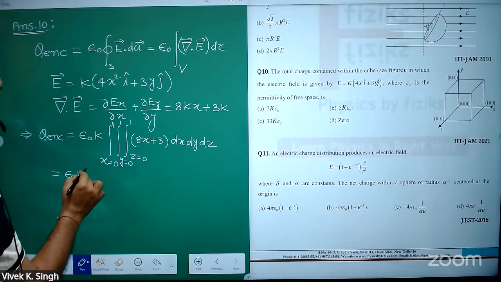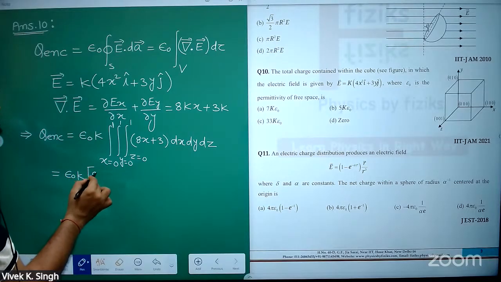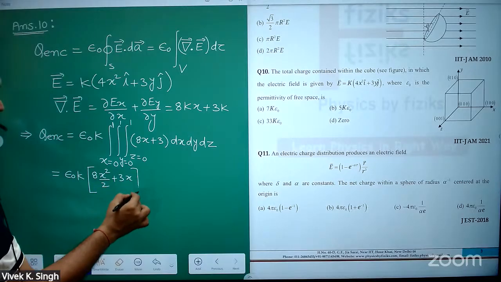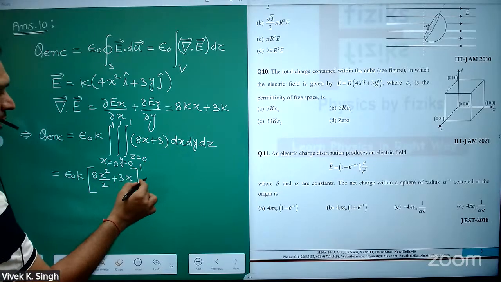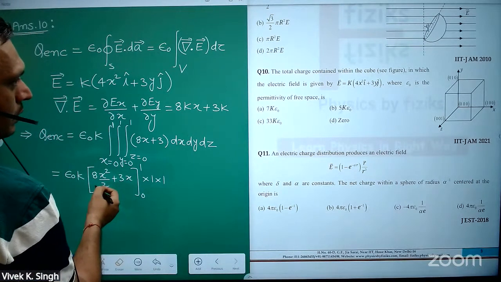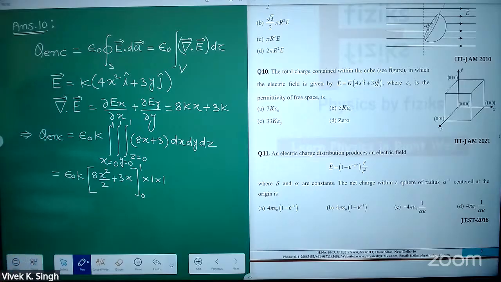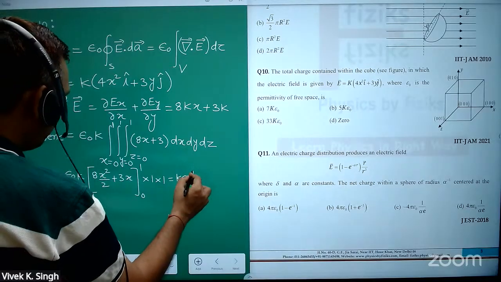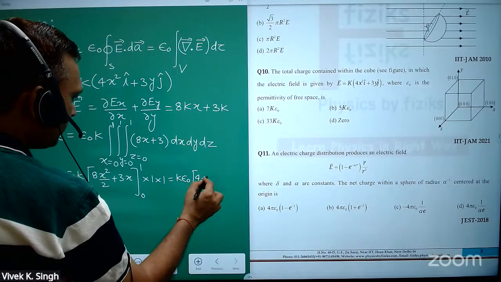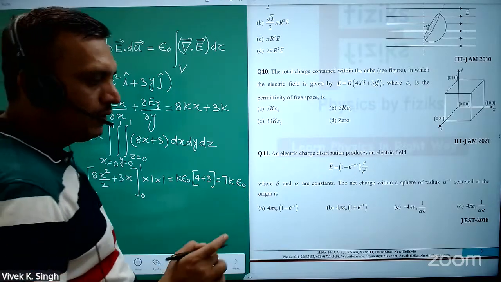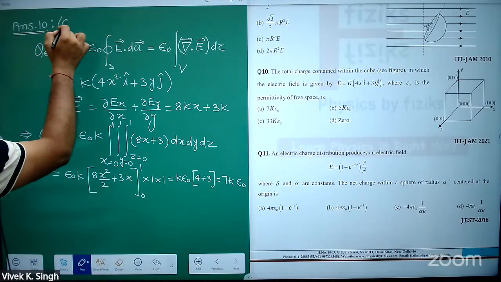So if you integrate with respect to x, what will you get? 8x square by 2 plus 3x from 0 to 1, and dy dz will give you 1. Yes or no? So what will be this value? This value is k epsilon naught times (4 plus 3), so that is 7k epsilon naught. So the answer is 7k epsilon naught. So option A is correct.